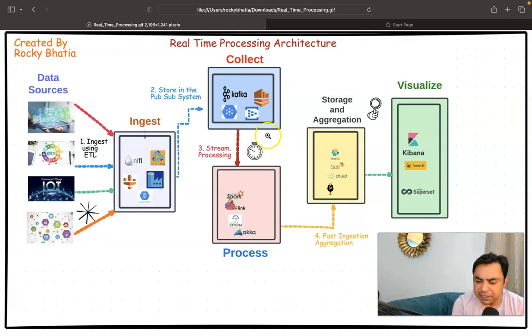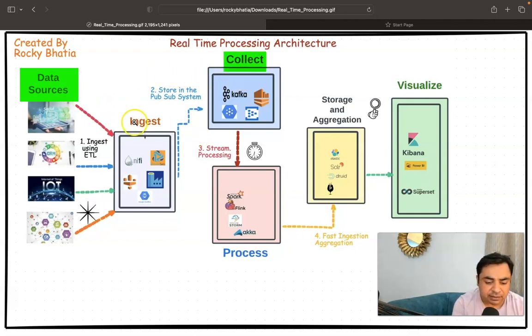And one more point. It may happen that your data sources are actually writing data directly into this layer. In that case, we don't need this ingestion layer. What I'm saying is, if there is no way for our data to be written directly into a Kafka topic, then we need an ingestion layer so that we can read from the sources and write into Kafka or a similar messaging queue system.